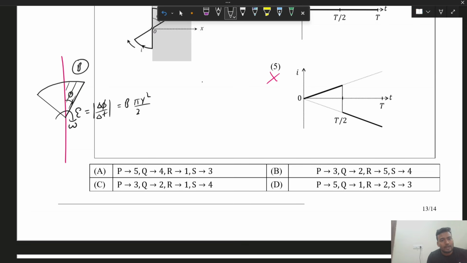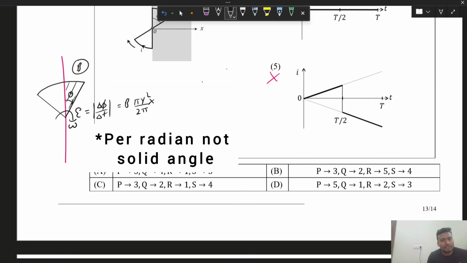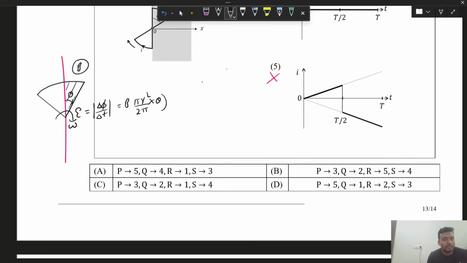So B into area, what is the area of this section? That is pi r square by 2 pi, like per unit solid angle, and then into theta. Theta is actually in radian measure. So B into area, and यहाँ पे delta t. Better to write it as delta theta, right? Small angle it is entering. So B r square by 2 delta theta by delta t, and this will give you omega. So if omega is constant, then EMF is going to be constant, तो current भी आपको constant मिलेगा.